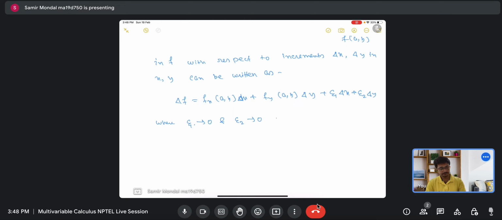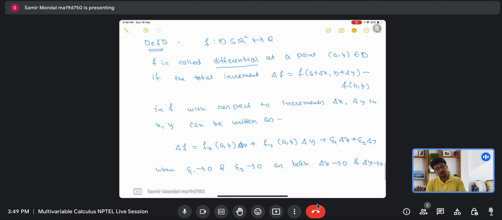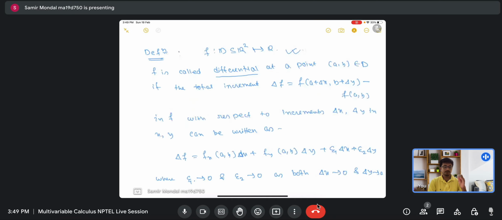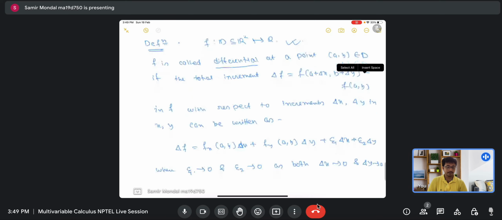as both del x tends to 0 and del y tends to 0. So one two-variable function is given. That function f is called differentiable at a point (a, b) in the domain D if the total increment del f can be written in this form. At that time we will say that function f is differentiable at a point (a, b) in D.